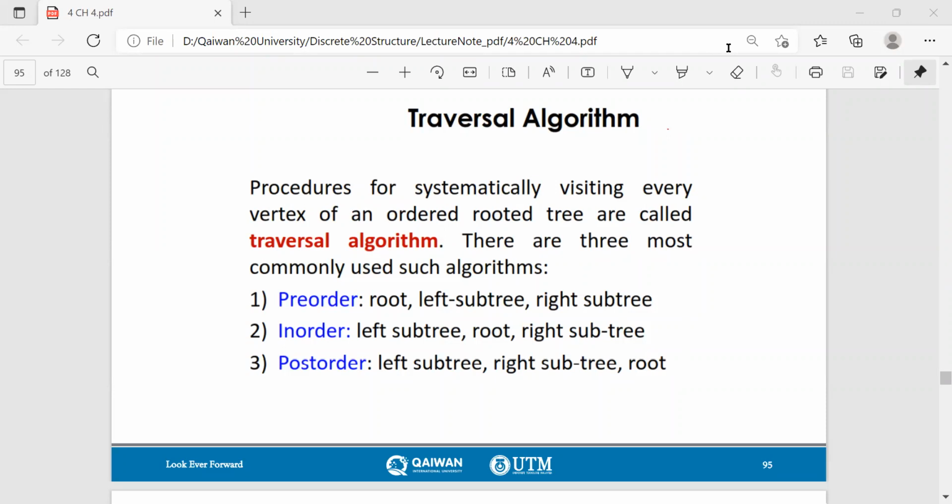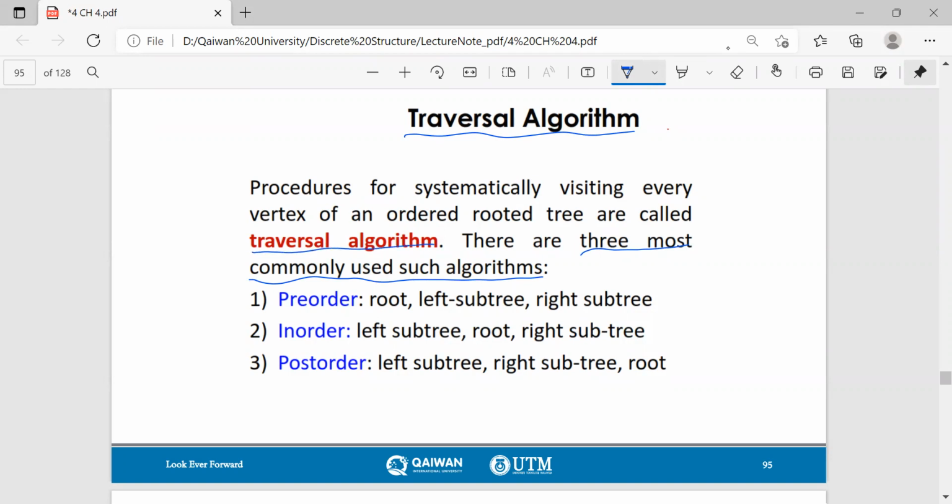Here we have traversal algorithms. We have three most commonly used algorithms in traversal algorithm, which are pre-order, in-order, and post-order traversals.